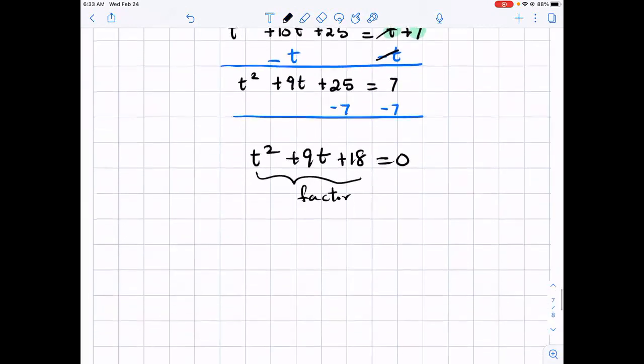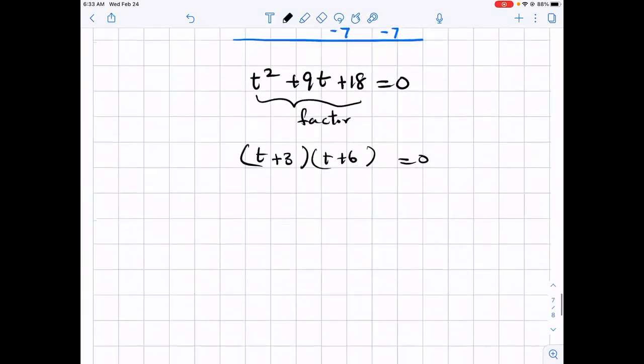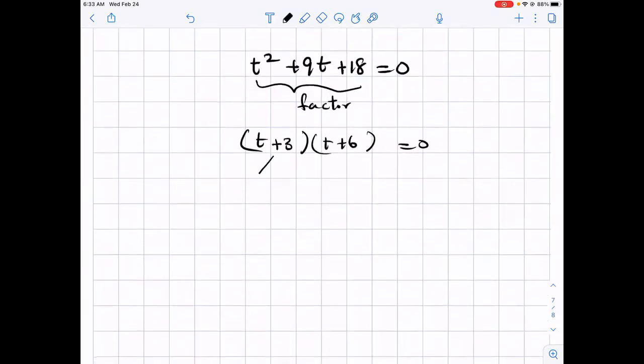Well, sometimes it can't be factored, but this one can. And we'll come to different topics when it can't be factored, using the quadratic formula or completing the square. So by factoring this, we have (t plus 3)(t plus 6) equal to 0. And now we take each factor: t plus 3 equals 0, or t plus 6 equals 0.